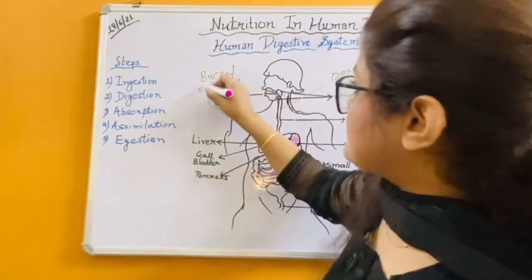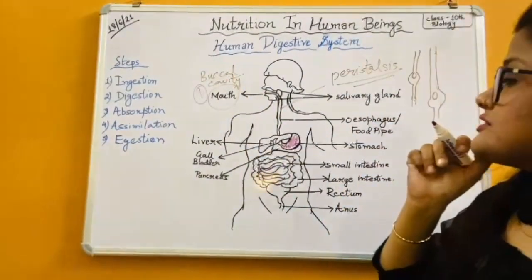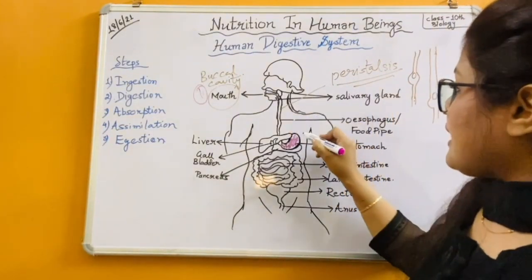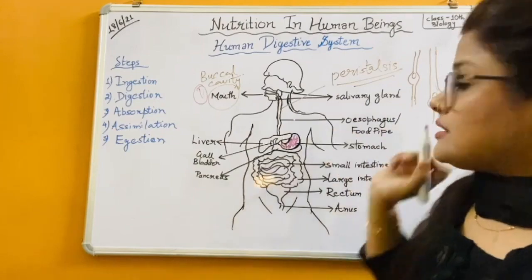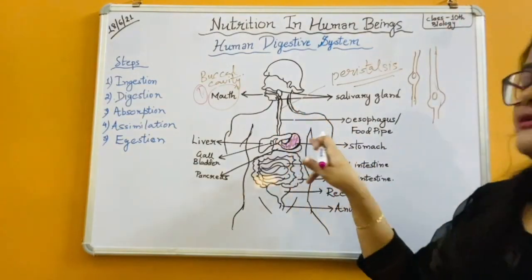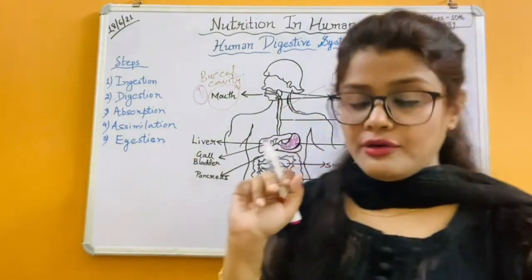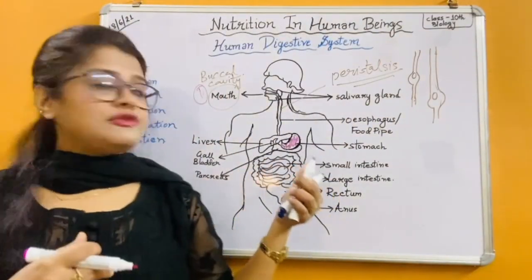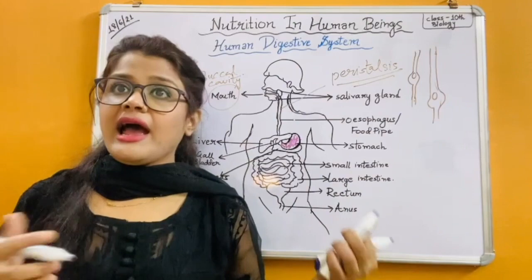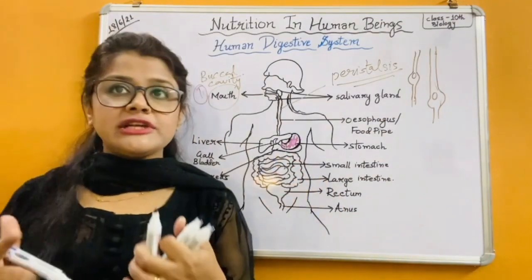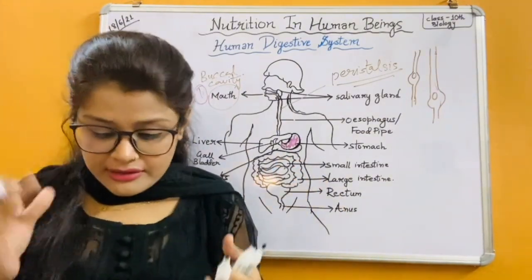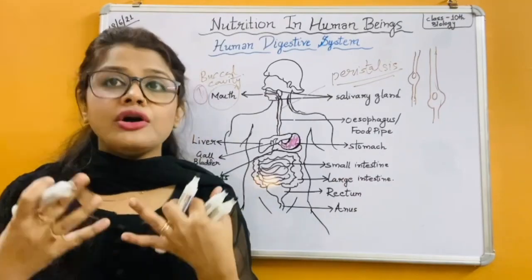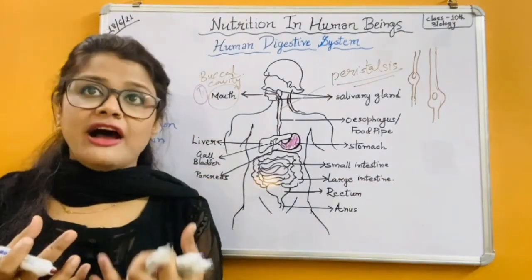So this was the first step, which was the ingestion. The second step is digestion, and this is the third, when the food reaches the stomach. Your stomach is a J-shaped bag made up of muscles, and the food stays in your stomach from minutes to 2 to 4 hours. It depends on the quality and quantity of food that you have taken.